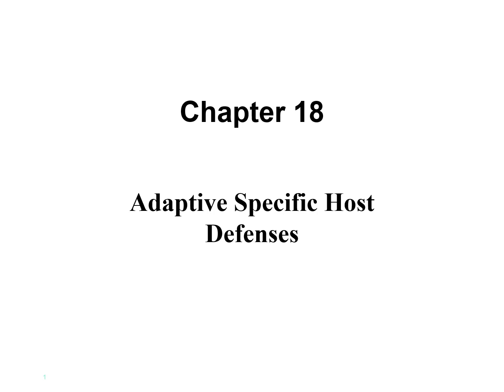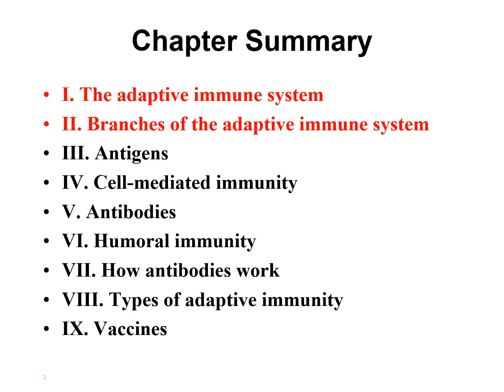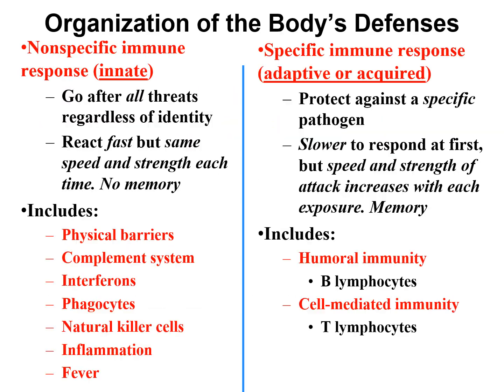In Chapter 18, we're going to talk about the specific immune response. And we're just going to do an overview in this first lecture. We've seen this slide before, so this is really important to know for the next exam. Make sure you can tell me the difference between the two branches of the immune system.